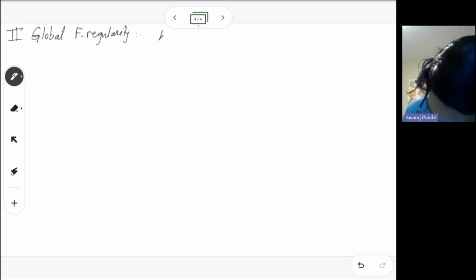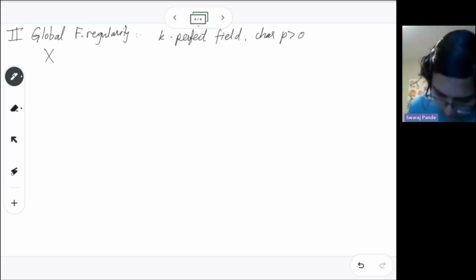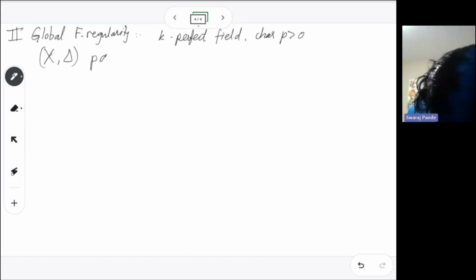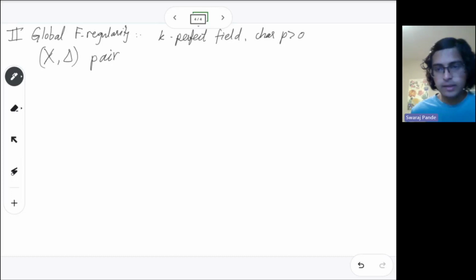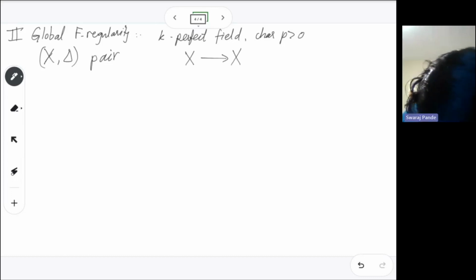Okay. Now, let K be a perfect field of characteristic p, right? And let X, delta be a pair. Again, this means X is normal, delta is an effective Q-divisor. A pair over K.